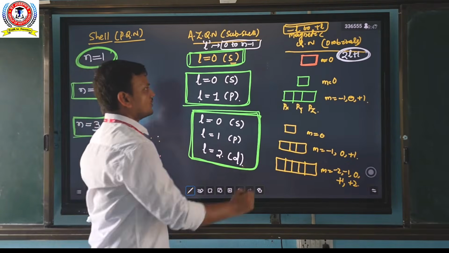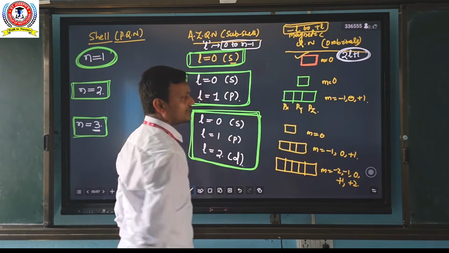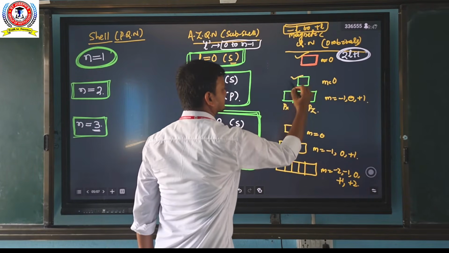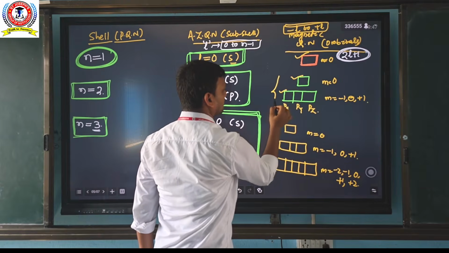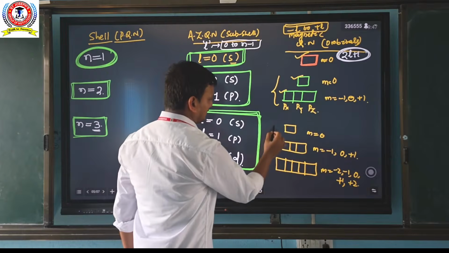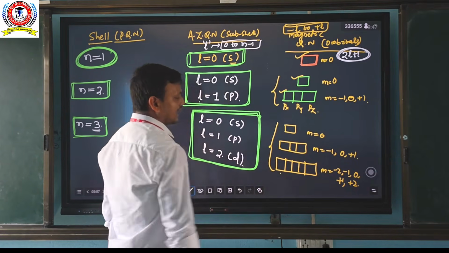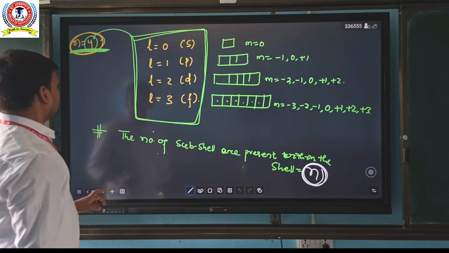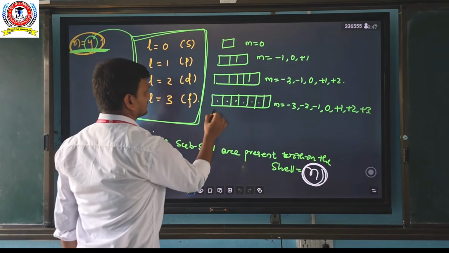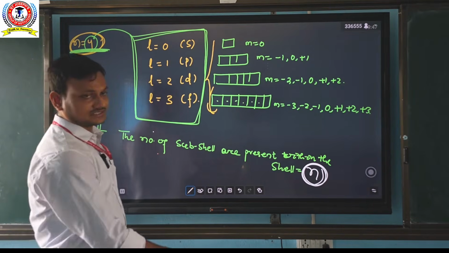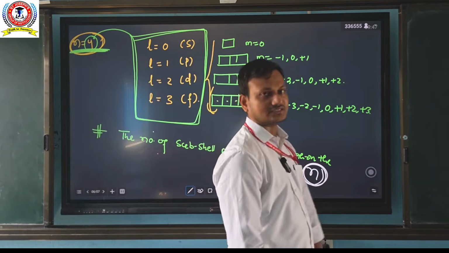Students, come to this slide. There is one orbital present for the first cell. There are four orbitals present in the second cell. There are 9 orbitals present inside the third cell, and there are 16 orbitals present inside the fourth cell.